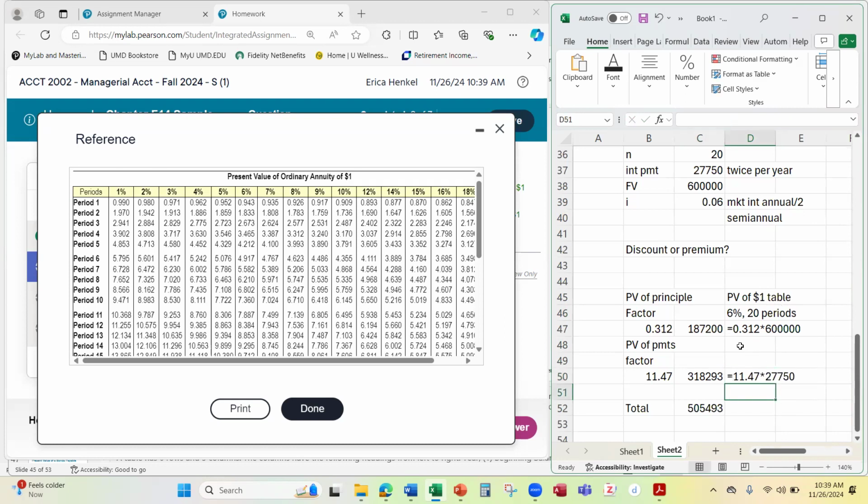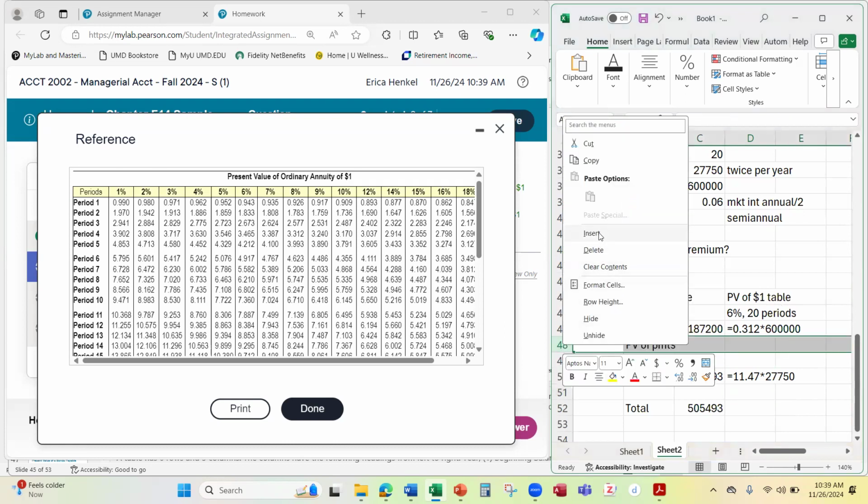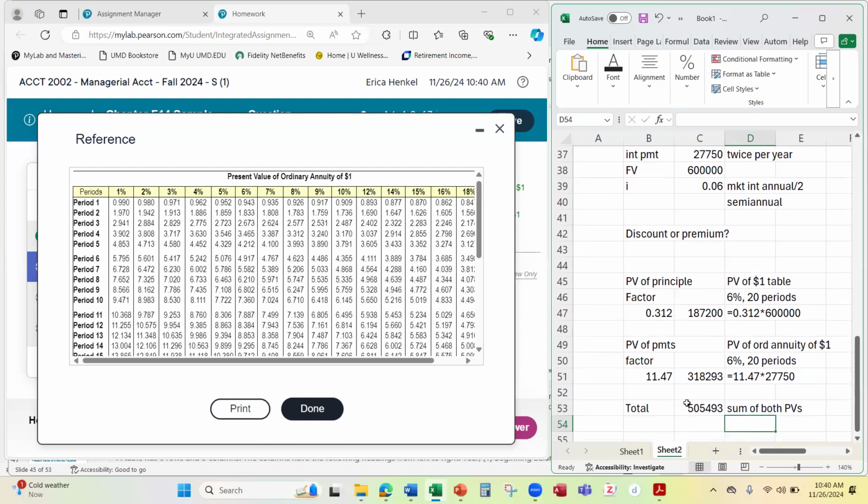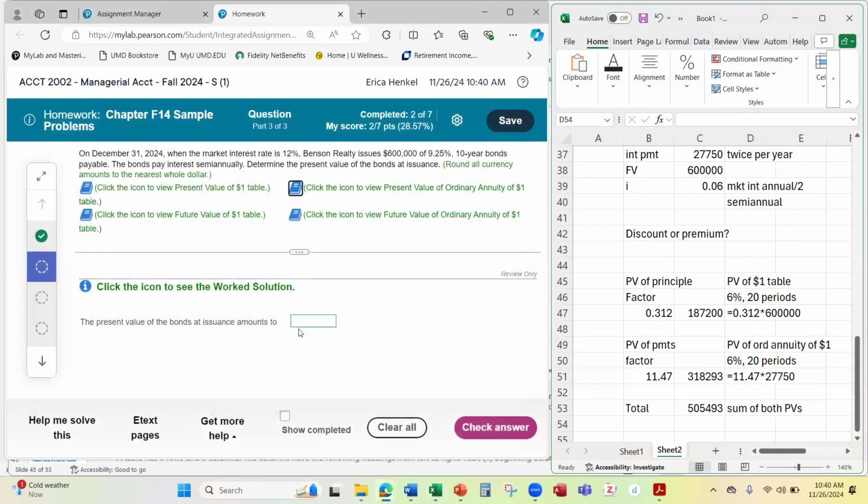And this is the table down here. Let me insert an extra space here. So present value of ordinary annuity of $1. And that was again 6% and 20 periods for those. Adding those together gets us 505,493.